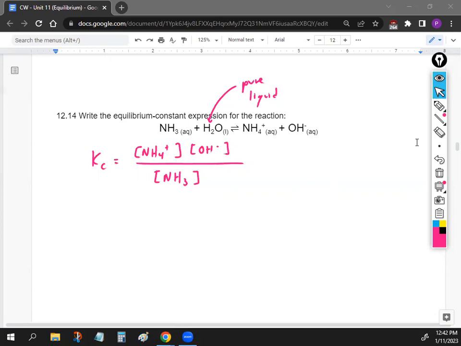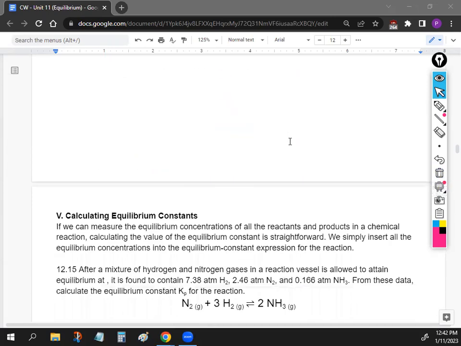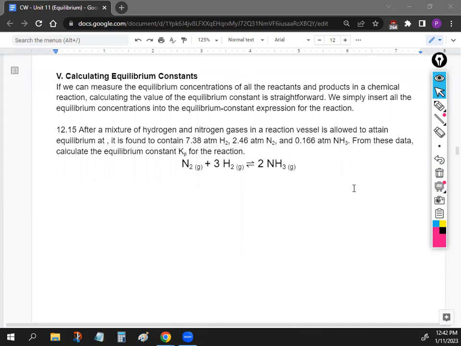So now we're going to be actually putting numbers into the equilibrium constant expression. So fun. We can actually measure the equilibrium constant of a reactant and product in a chemical reaction just by inserting the concentrations into the equilibrium constant expression. So let's take a look at 12.15. We'll do it together and I'll have you try one on your own, okay?